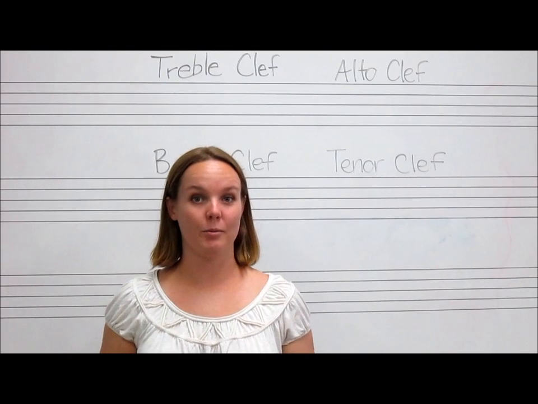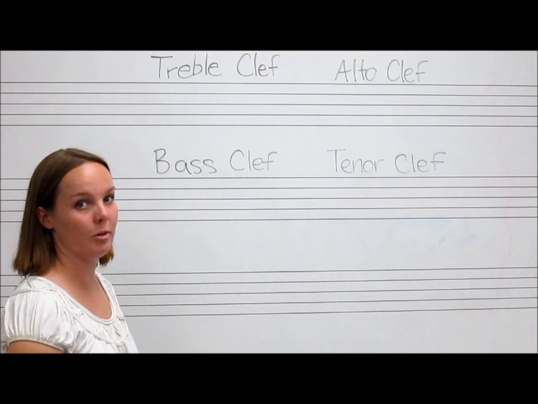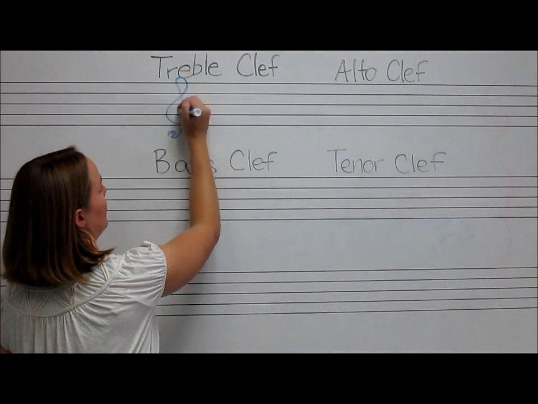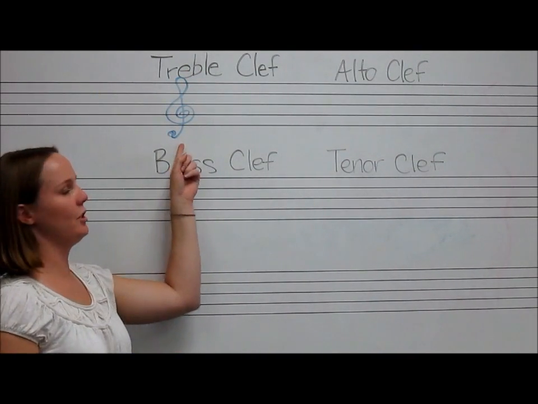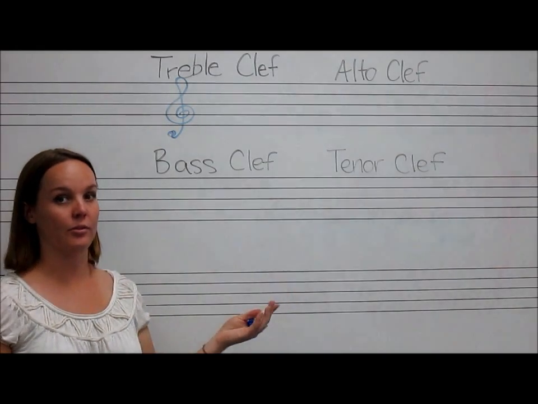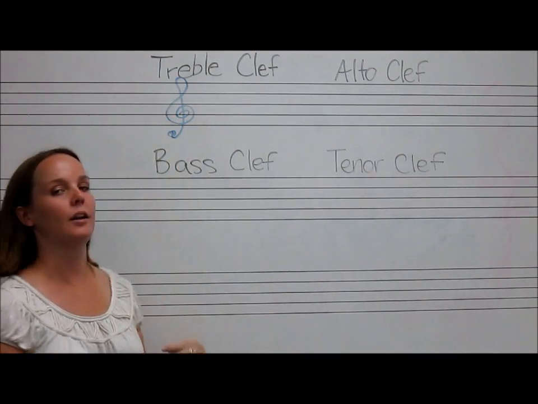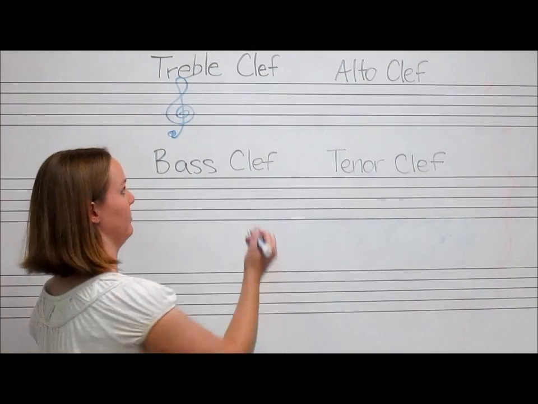So let's talk about the treble clef first. The treble clef is also known as the G clef because of its similar shape to the letter G, and also the curly part of the symbol focuses around the second line, and that line is G above middle C.